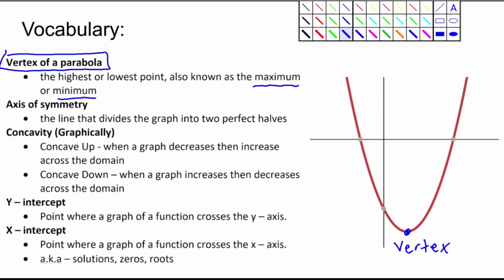Okay. And in this problem, it's going to be a minimum. Why is it a minimum? Because it's the lowest point of the graph. There's no other point lower than that. And if this graph was the other direction, if it was concave down, it would have a maximum. It would have a highest point.